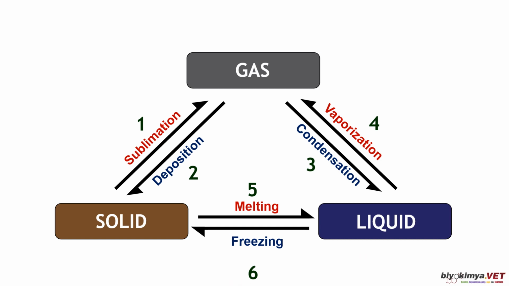And also here I will draw the plasma, the fourth state of matter. Converting a gas to plasma is called ionization, and it's an endothermic process. Converting a plasma to a gas state is called deionization, and it's an exothermic process.